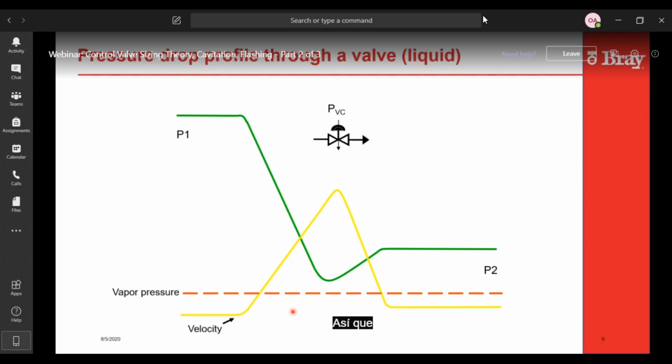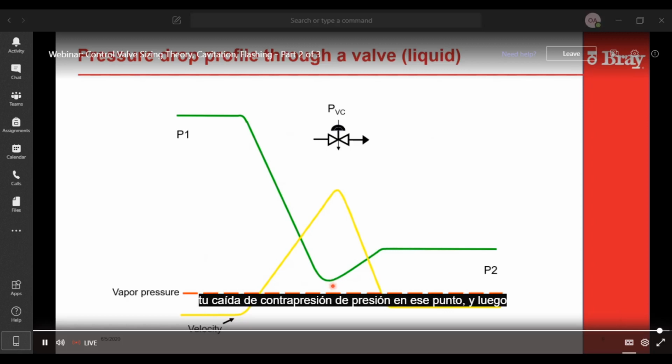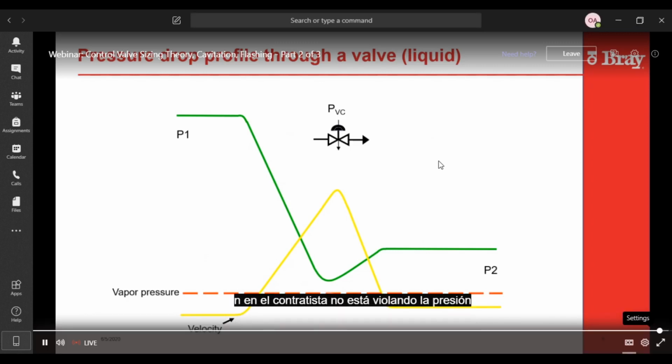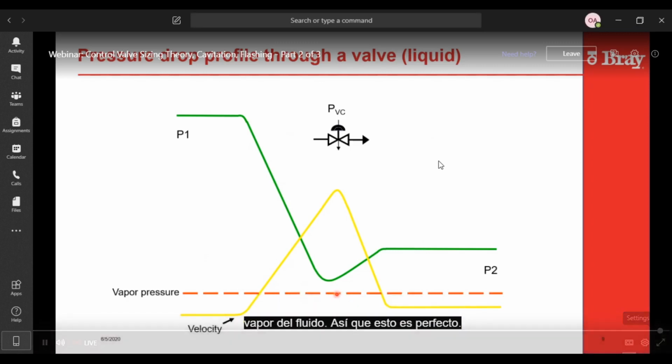So this is an application of a good valve. It's got your upstream pressure, which is the P1, goes through the trim of the valve, and you get your high velocity spike, which is the yellow line, and you get your counter pressure drop at that point, and then you recover downstream, and there's no issues with this valve. The pressure drop at the Vena Contracta is not violating the vapor pressure of the fluid. So this is just a perfect application in a liquid service.